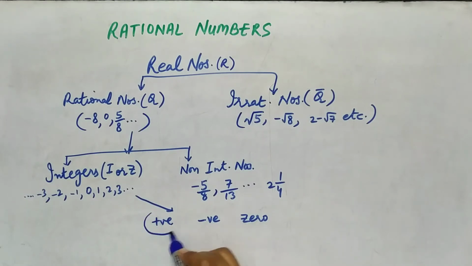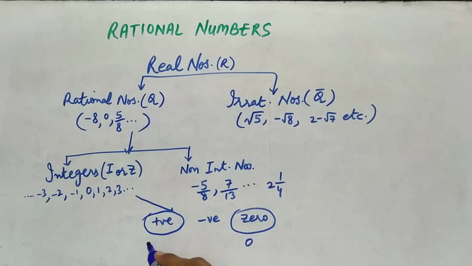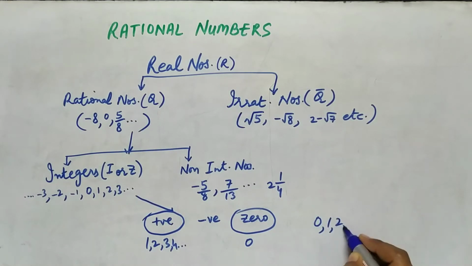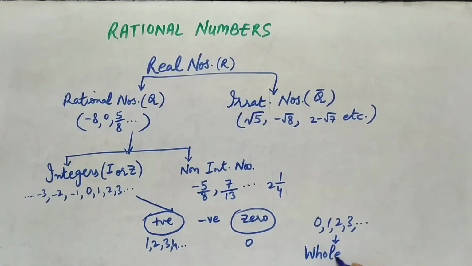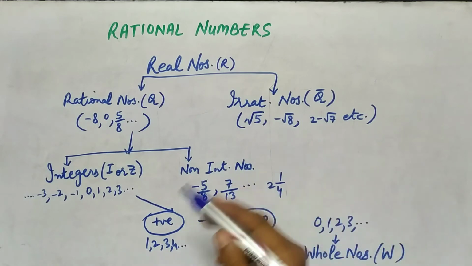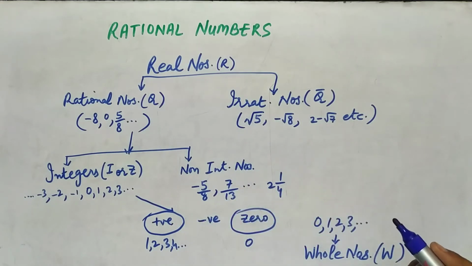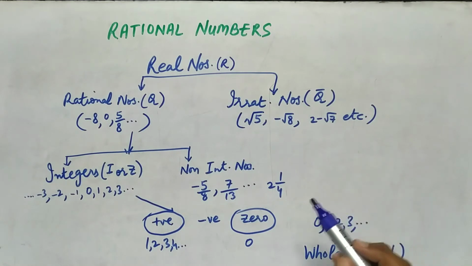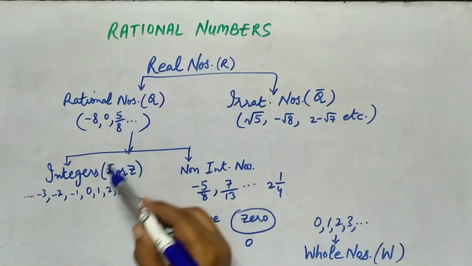Positive integers and 0 means 0, and positive means 1, 2, 3, 4, etc. They collectively, 0, 1, 2, 3, etc., are called whole numbers. Whole numbers, having 0 and positive integers, are represented by capital W. This is all about the real number system. Today we will learn about rational numbers, meaning all these numbers.